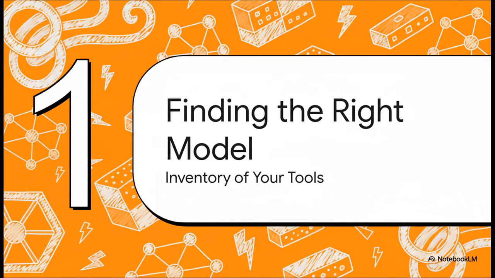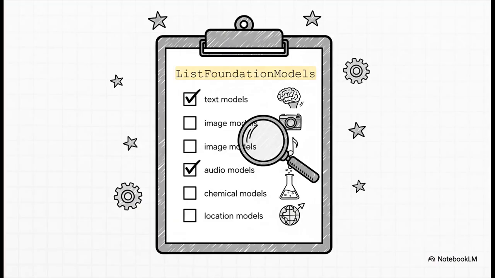Okay, first things first. Before you can build anything cool, you've got to know what tools you have to work with, right? So we're going to open up all the drawers and just see what's in our workshop. So how do you actually do that? Well, the Bedrock SDK makes this incredibly simple. There's a single function call, List Foundation Models, and it's basically your complete inventory checklist. You call it, and it just gives you back this detailed list of every single foundation model you can use in your region, complete with their unique IDs and what they can do.